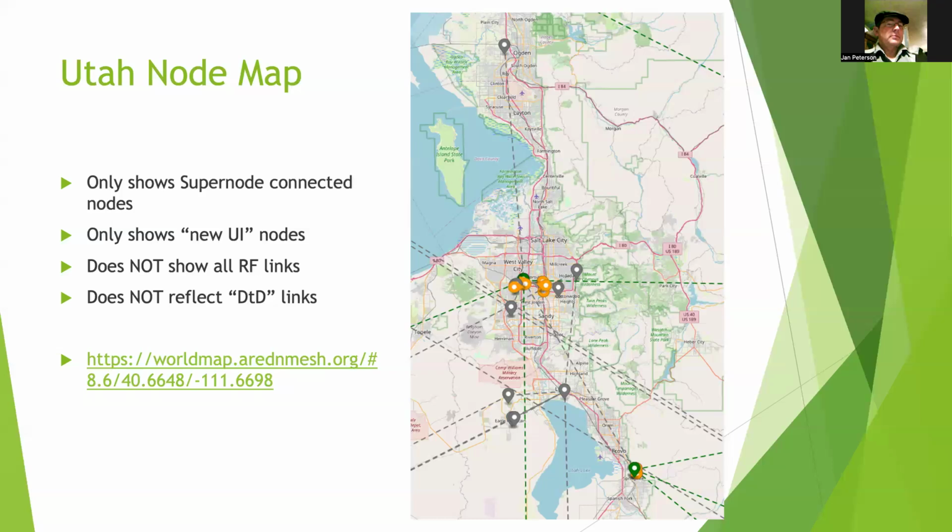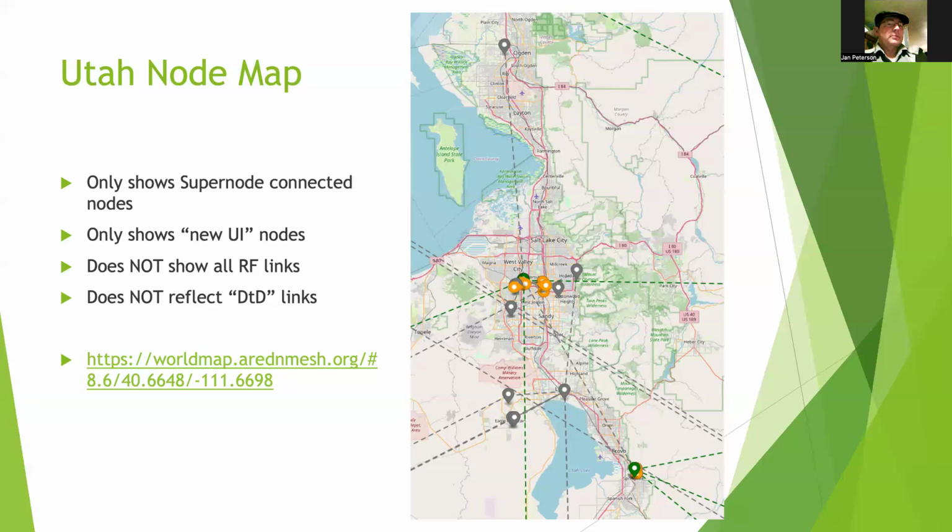Now, this map shows nodes that are connected to the supernode network. It only shows nodes that are new UI based. It doesn't show all of the RF links, and it doesn't show any DTD links. Now, DTD links are device to device links. So if you have two nodes and they're connected by an Ethernet wire, those are what they call a device to device connection. And it looks and acts like a normal routed network connection to the routing protocols, but it's not using any RF. It's not using a tunnel. It's a direct wire connection. Those links are not shown on this map.